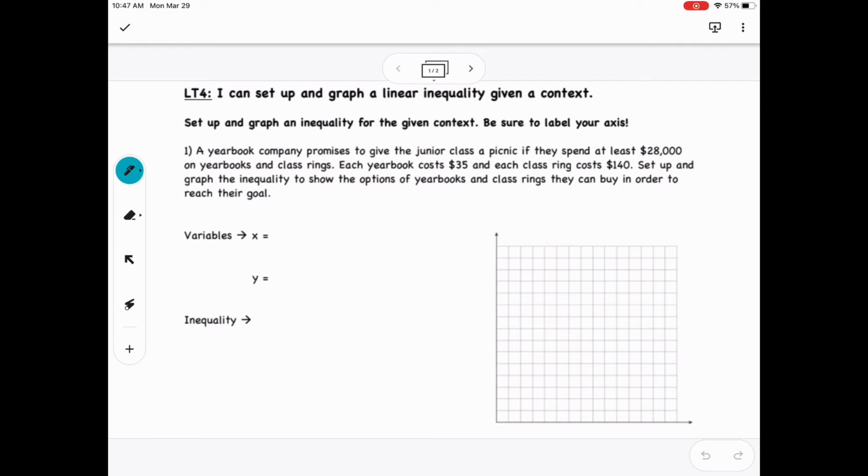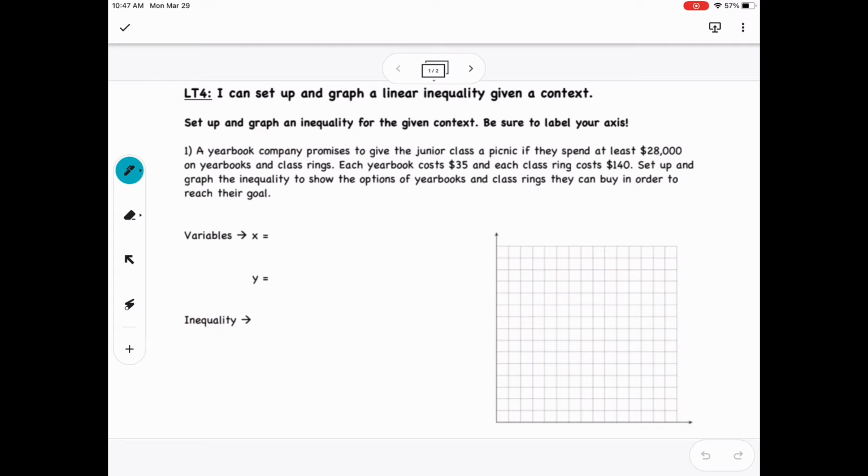For today's lesson, we're talking about learning target 4, which states that I can set up and graph a linear inequality given context. So here you're going to be given word problems. We'll need to define our variables, set up our inequality, and then graph and test for shading to see where our true solutions are.